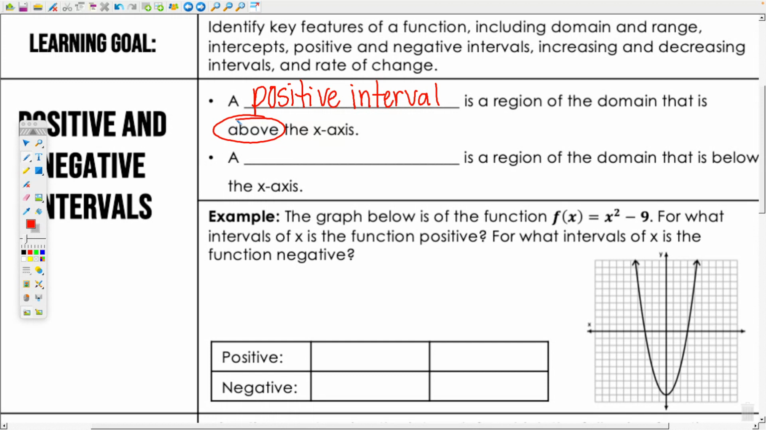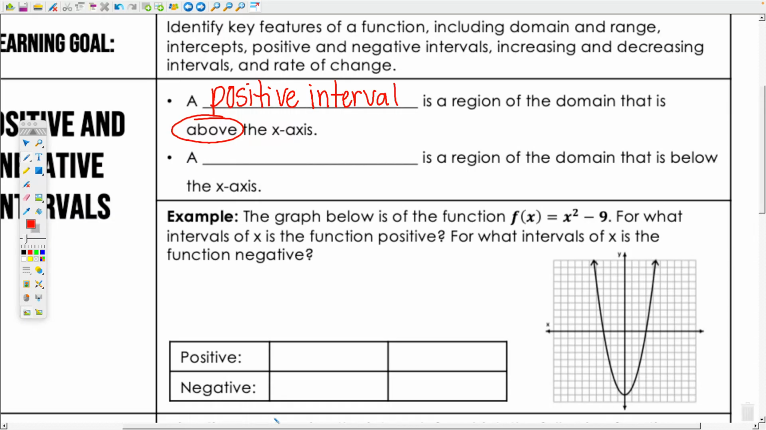So if that's the case, take a guess what would be below. There we go. The negative interval would be the part of your graph that is below the x-axis, okay? Let me show you what I'm talking about. You have a picture of a U-shaped graph. It's a quadratic graph. On this graph, you have portions that are above the x-axis and portions that are below. It's going to take a minute for some of you to process this. Go ahead if you need to sharpen your pencil quick.